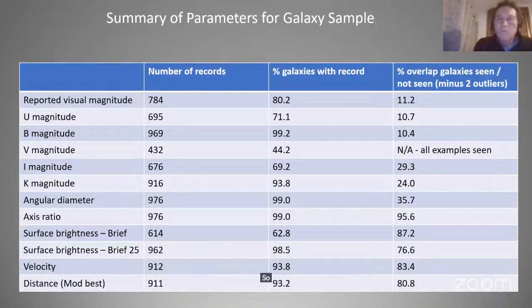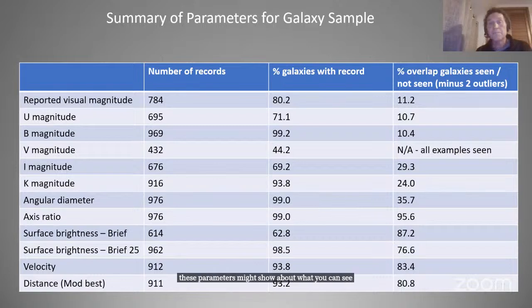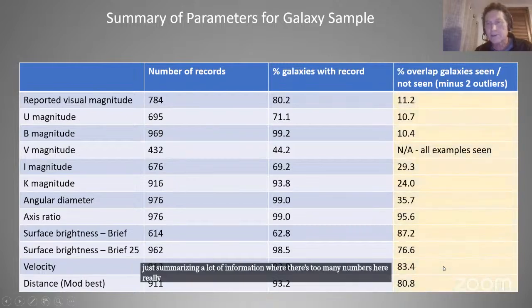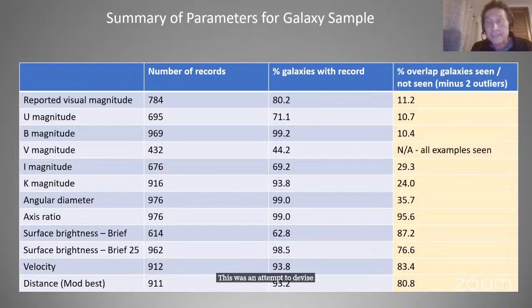So starting to look at what these parameters might show about what you can see and what you can't. This is just summarizing a lot of information where there's too many numbers here, really. So just looking at the last column here, this was an attempt to devise an overlap index just based on the ranges of the data there, just to see which seem to be showing the best separation. So a lower number is less overlap, and it's greater distinction between seen and not seen. So within these, some of the magnitude ones come out quite nicely, about 10 or 11%.